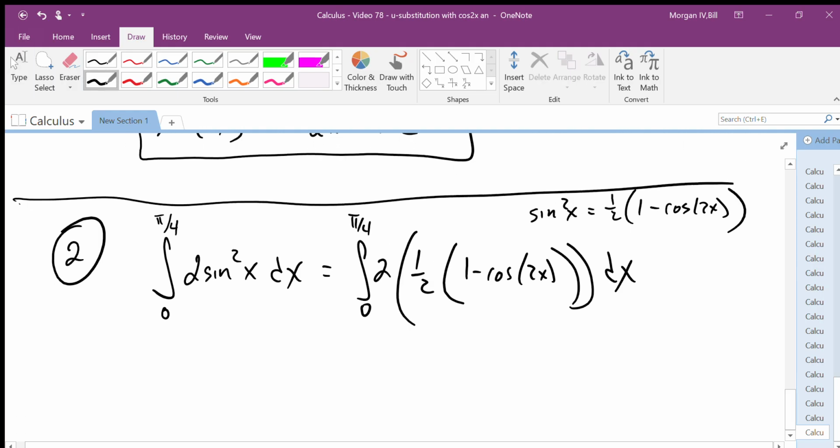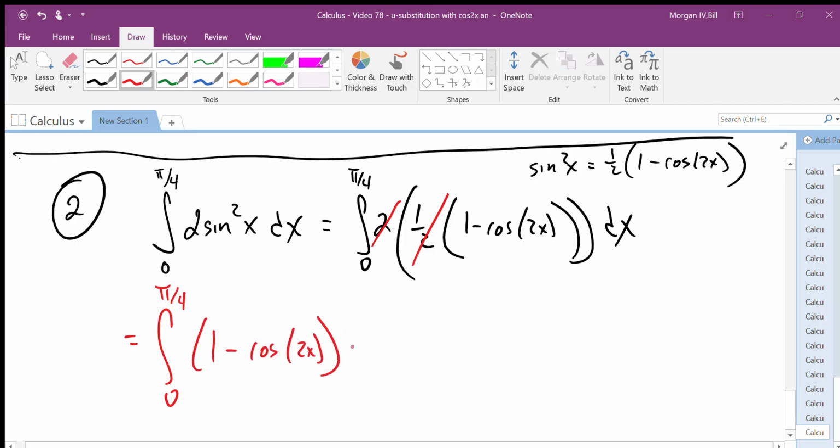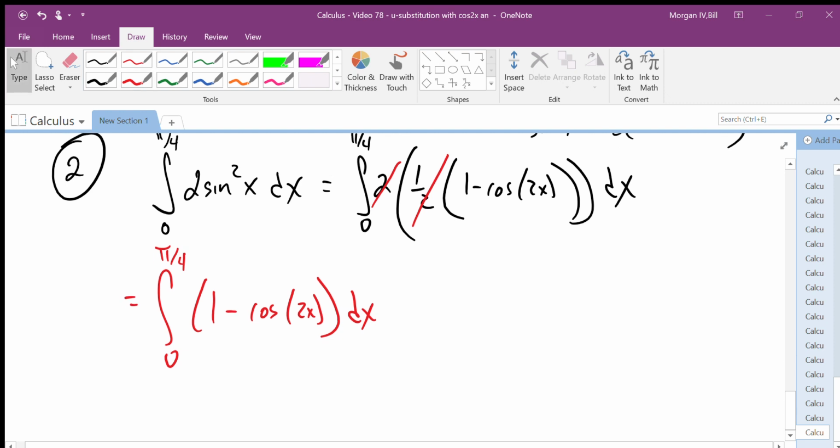We see that the 2 and 1/2 cancel out, and so we have the integral from 0 to pi over 4 of 1 minus cosine 2x dx. And once again, I can integrate 1 all day long. The integral of 1 is just x. I don't know how to integrate the cosine of 2x. I mean, I do, and you will too. Without having to do a u substitution, eventually you'll just know, oh, well, that's just sine of 2x over 2, right? And we'll get there.